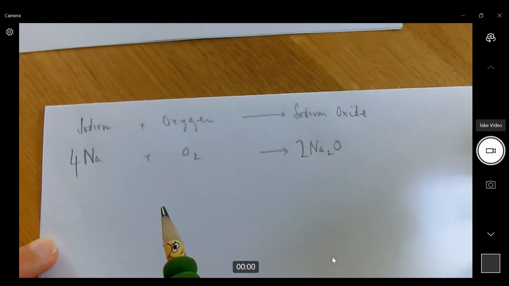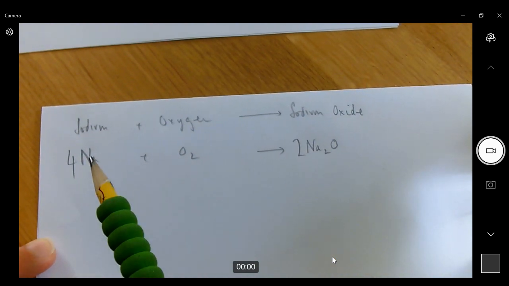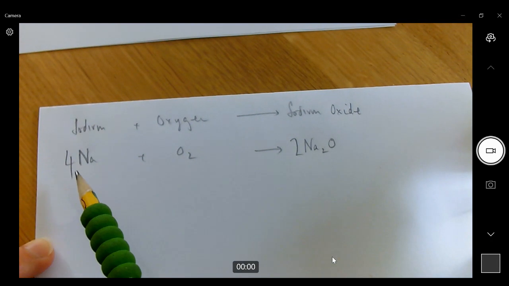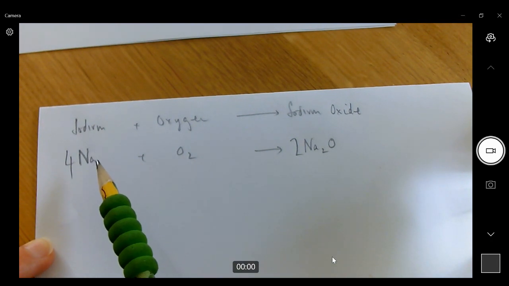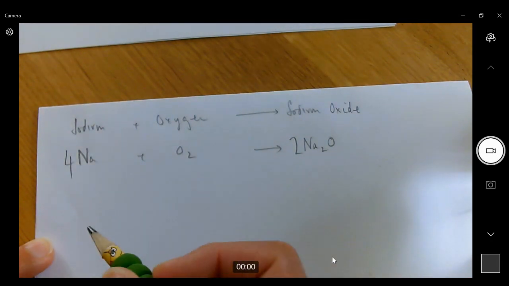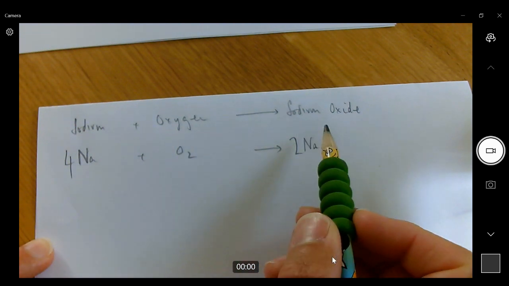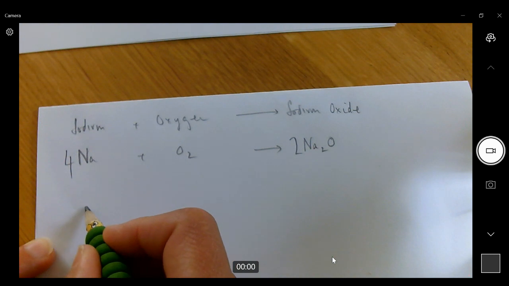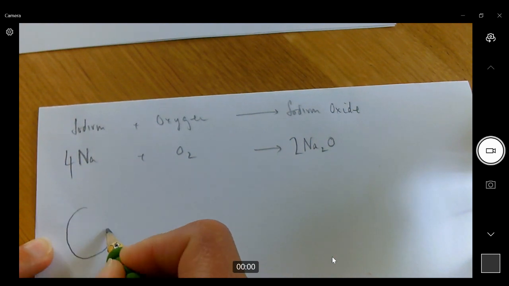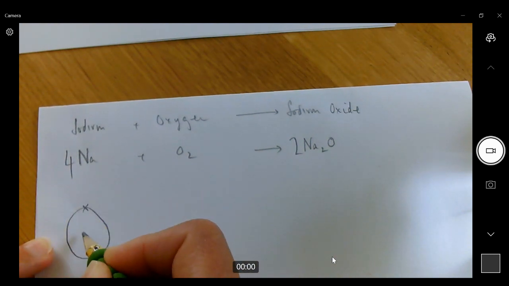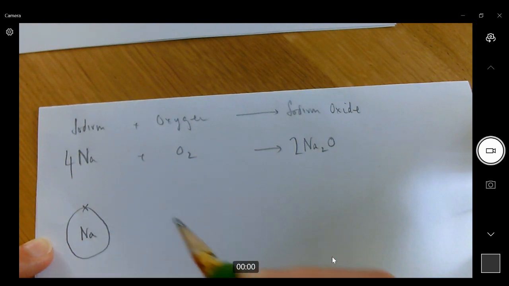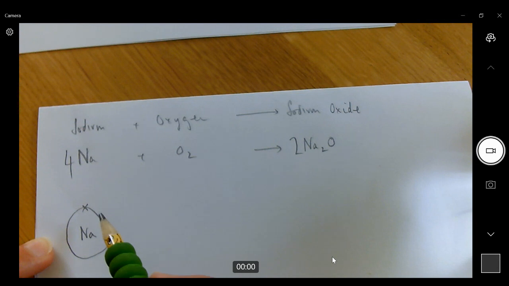So what we need to think about now is what is actually happening to these atoms when they react, these metal atoms when they react. So here we have sodium reacting with oxygen to form sodium oxide. A sodium atom has one electron in its outer shell. It's in group 1. I'm not going to draw all the shells, I'm just going to draw the outer shell. Okay, this is something you know from year 9 chemistry, the very first GCSE topic.